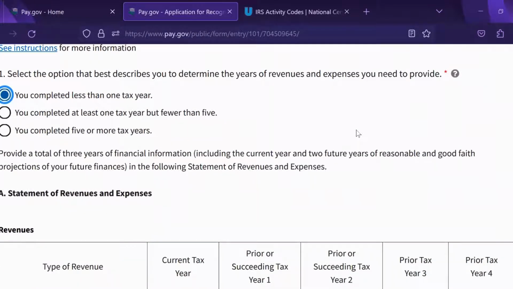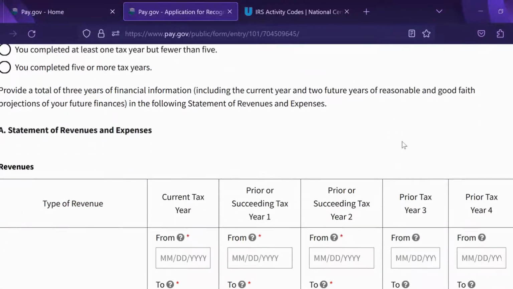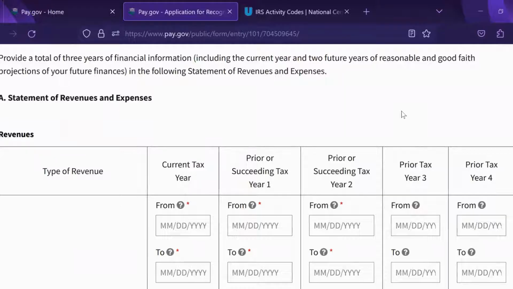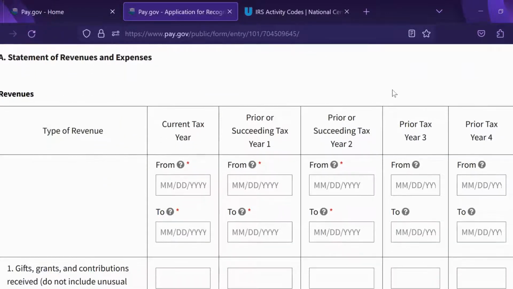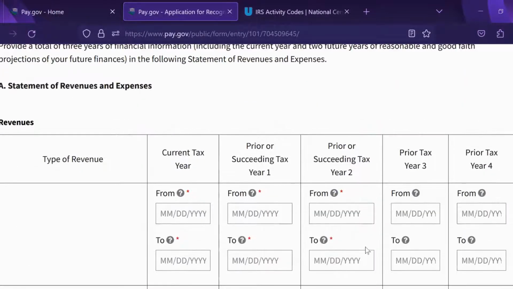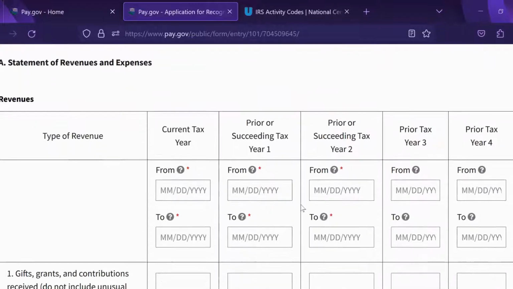And then it says provide a total of 3 years of financial information, including the current year and 2 future years of reasonable and good faith projections of your future finances in the following statement of revenue and expenses. So in question A, statement of revenue and expenses, if you're brand new, we're just going to estimate your next 3 years of revenue and expenses. So let's start with the dates. We're starting with this year, 01/01/2023.